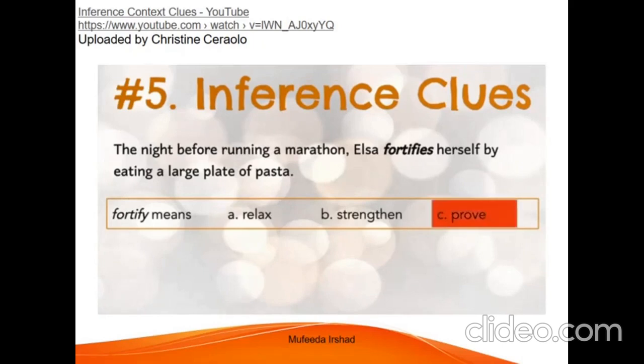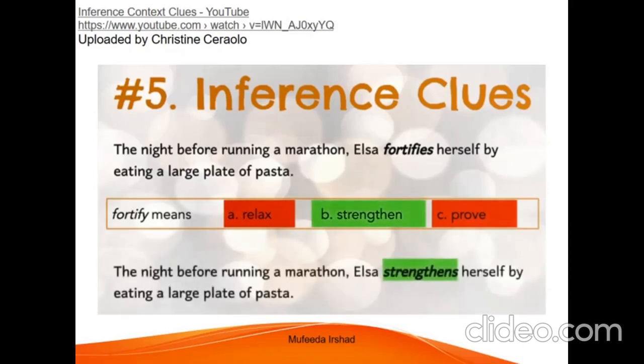Right, well, I don't think it's going to be proved because eating pasta is not going to prove that you're a good runner, and it doesn't really prove anything at this point by eating pasta. Relax, she probably should get some rest, but that has nothing to do with the plate of pasta. So strengthen is what I'm going to go with. So the night before running a marathon, Elsa strengthens herself by eating a large plate of pasta. Well, that's going to give her energy, and she's going to be running a marathon over 26 miles, so she's definitely going to need to strengthen herself.